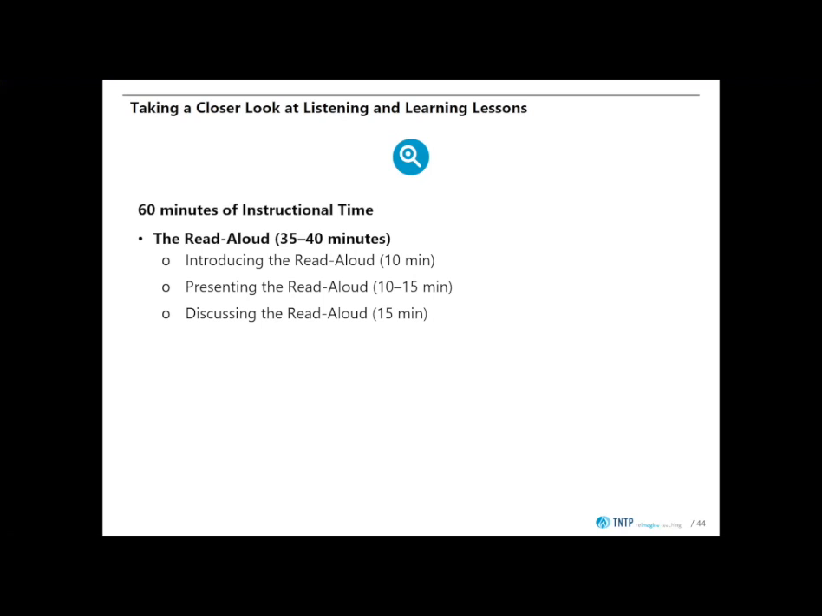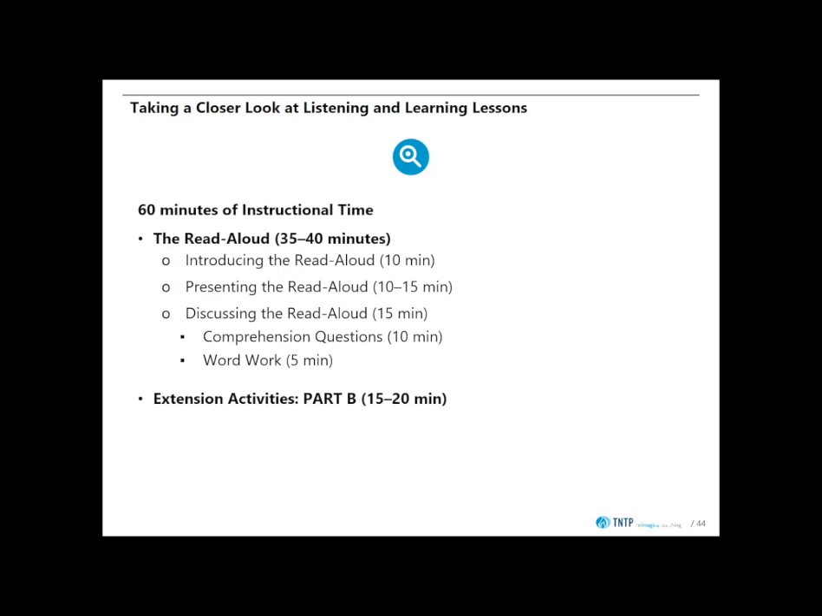Then there's an opportunity to discuss the read aloud with strong text-dependent questions that unlock the key ideas and vocabulary in that day's read aloud. We'll talk about some recommendations for how to make this section engaging for students. In discussing the read aloud, there are comprehension questions, those text-dependent questions, as well as some word work.